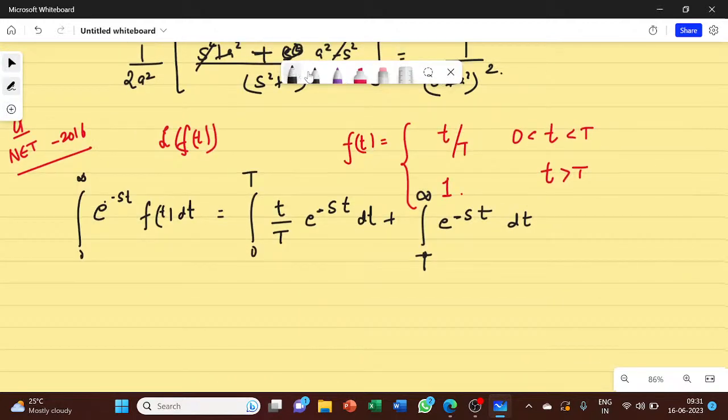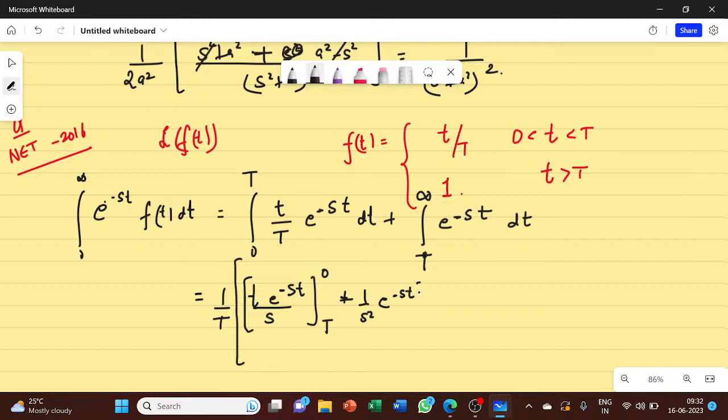Okay, now one needs to write what this will be. So I think 1 upon T will go outside. The integration of this will be t into e to the power minus st divided by minus s. I'll change the limits of integration, so it will be from 0 to capital T, minus the derivative of t, which is 1, times the integration of e to the power minus st. So I'll get minus minus plus, and then plus 1 upon s square e to the power minus st from 0 to capital T, plus again e to the power minus st upon minus s, or simply s, from T to infinity.